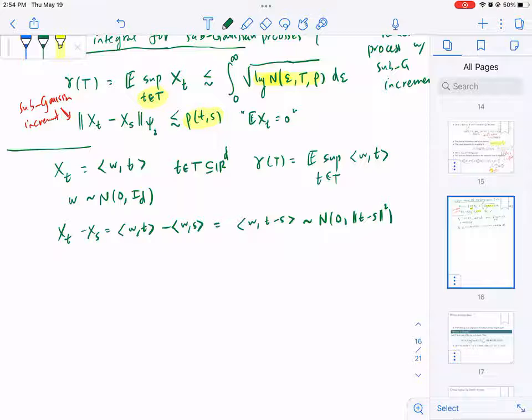So what is the sub-Gaussian norm? Up to an absolute constant, it would be proportional to the variance. The square of the sub-Gaussian norm, up to a constant, is proportional to the variance. So the sub-Gaussian norm up to constant is this. So you actually proved that this is a sub-Gaussian process with Gaussian increments, and this is the metric. This is the Euclidean metric, basically the metric for this process.